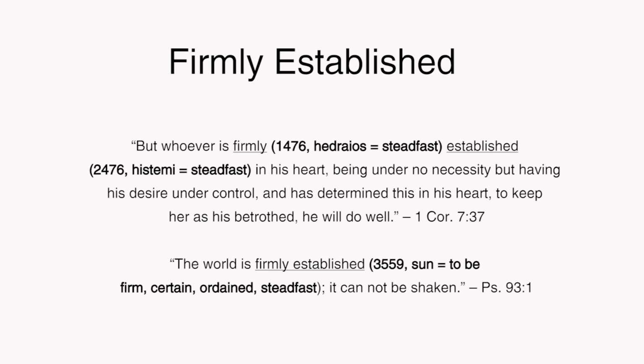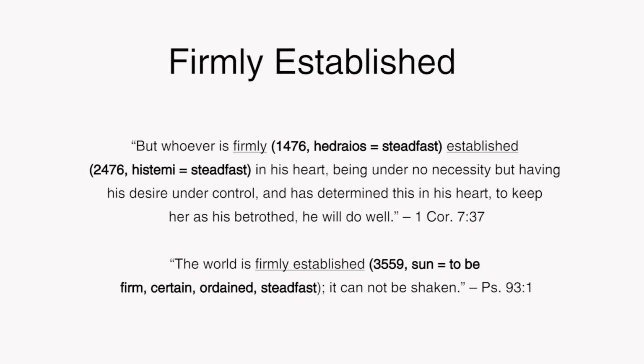It's like, "But whosoever is steadfast in his heart." It's like emphasis. Remember when something is mentioned twice in the scriptures? This isn't in Hebrew, this is in 1 Corinthians, but if it's mentioned twice, then it means it's very important, so listen up, right? So this person who is going to marry is firmly established in his heart. He's steadfast. This is what he's going to do, then he'll do fine.